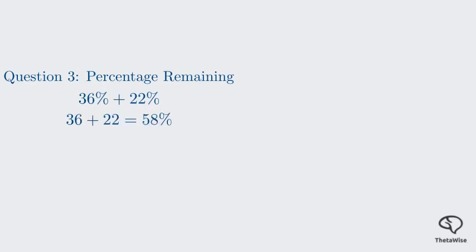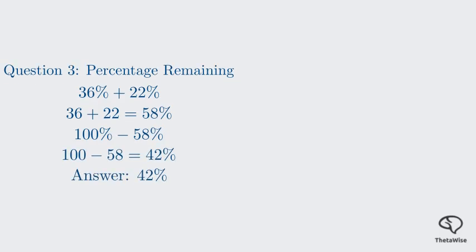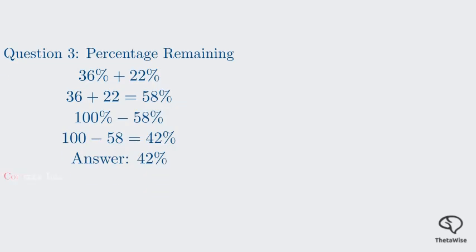In question 3, Sam has some money. He spends 36% and gives 22% to a friend. We need to find the percentage he has left. First, let's find the total percentage he has used. 36 plus 22 equals 58%. Sam started with the whole amount, which is 100%. To find what is left, we subtract the used percentage from 100. 100 minus 58 equals 42%. The percentage of money Sam has left is 42%. Common mistake: forgetting to subtract from 100 and just providing the sum of the percentages spent.